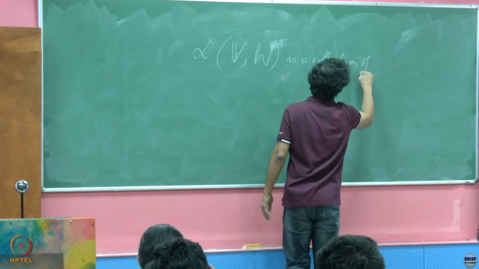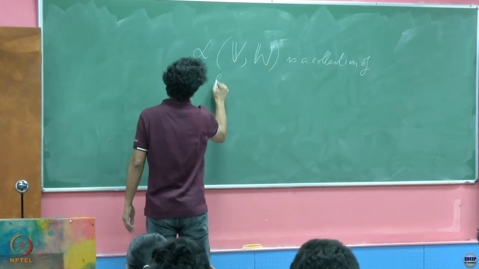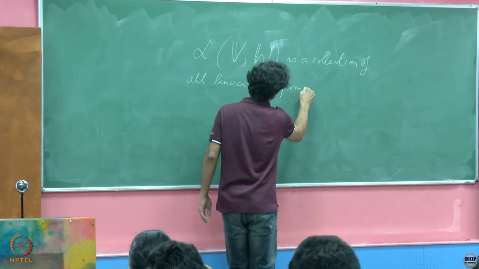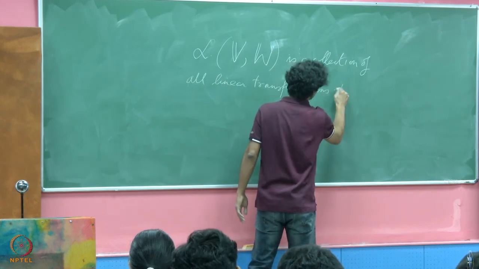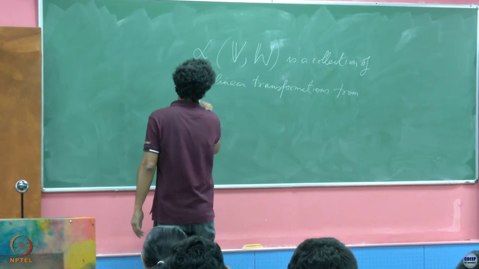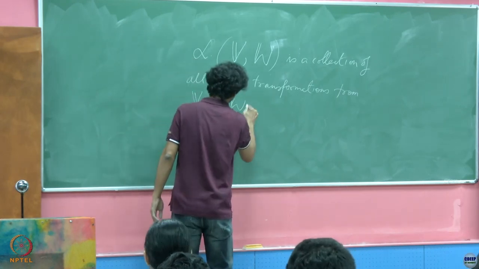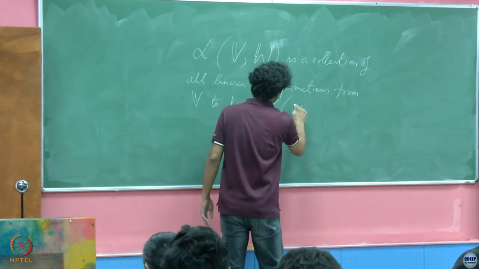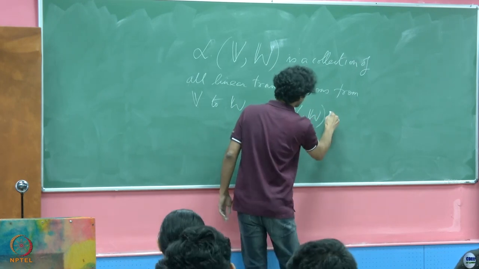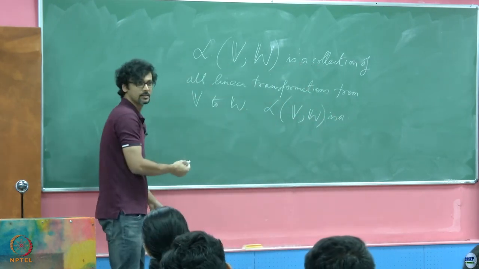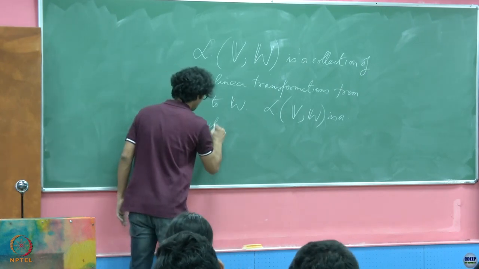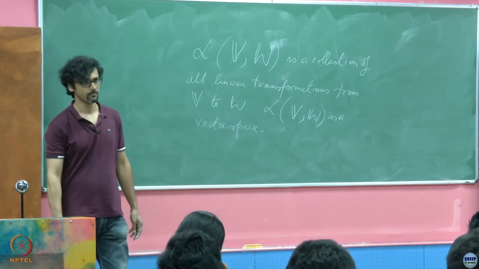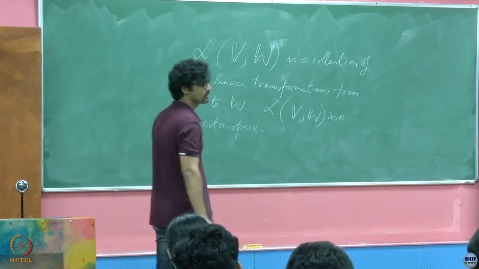collection of all linear transformations from V to W. All right? The claim is that this is a, guess what? Vector space. How do we go about showing this, that this is a vector space?